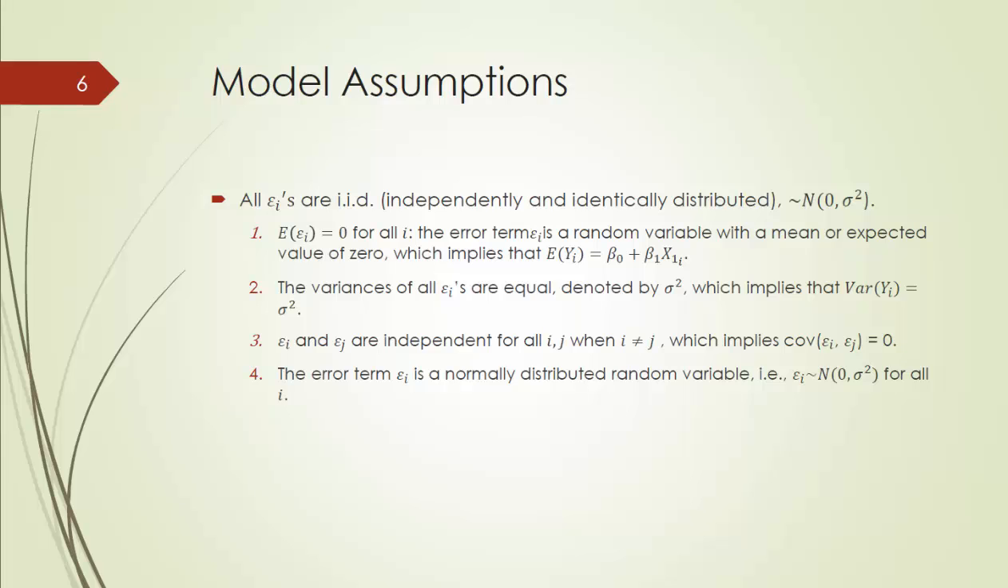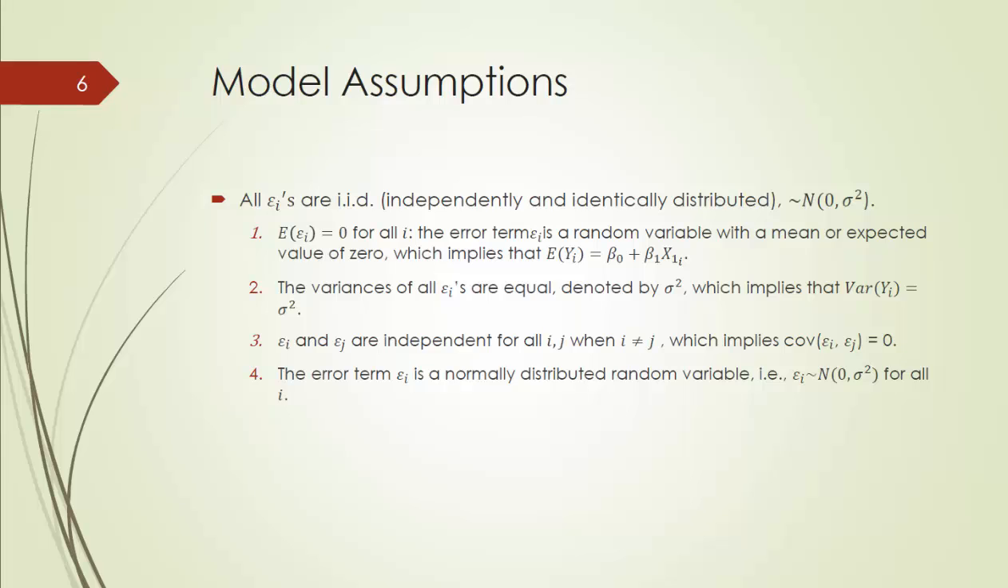Second, the variances of all epsilon i's are equal, denoted by sigma squared. As a result, the variance of yi is also sigma squared. This is true because beta 0 plus beta 1 times xi is a constant.